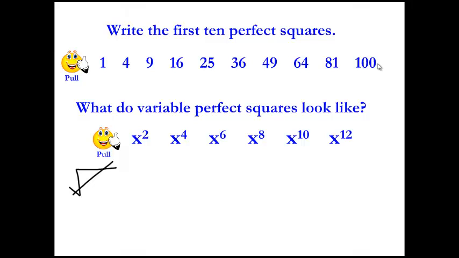So when we combine the two, we could have something like 4x to the 6th, and that's going to be a perfect square. Everyone out there should know 2x to the 3rd.